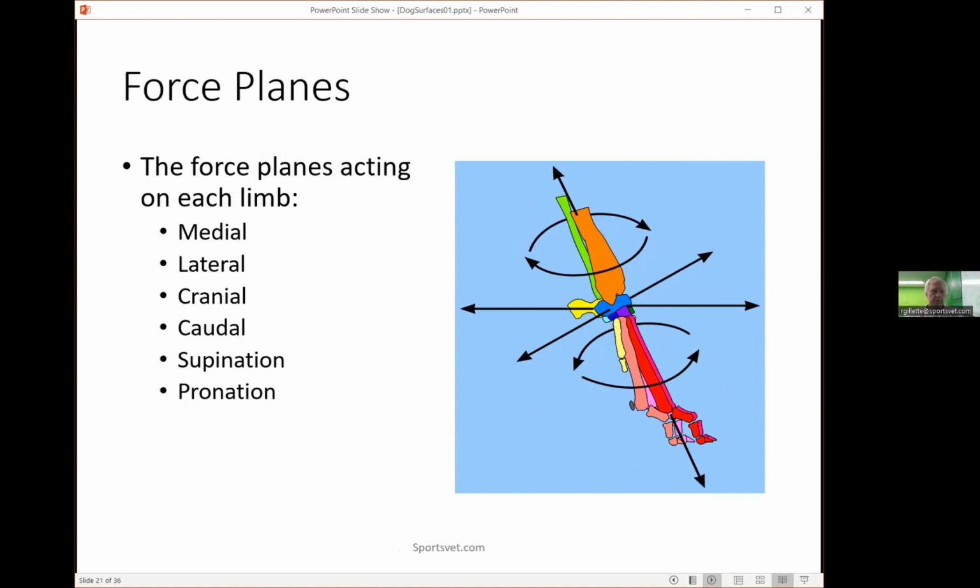So these forces aren't just happening at one time, they're happening over time. So you have a Z force that goes straight up the limb. You also have a medial lateral force or an X force, and then a fore and aft craniocaudal force, which is the Y force. But because it's happening over time, you're also going to get rotational torsional forces, where you'll get what we define anatomically as supination or pronation.